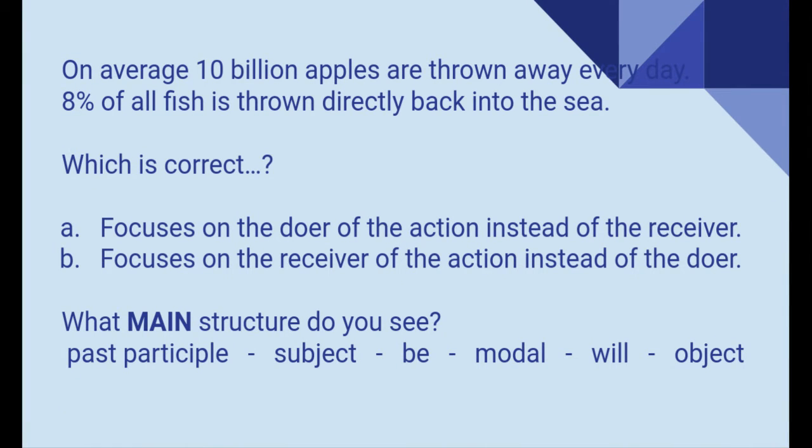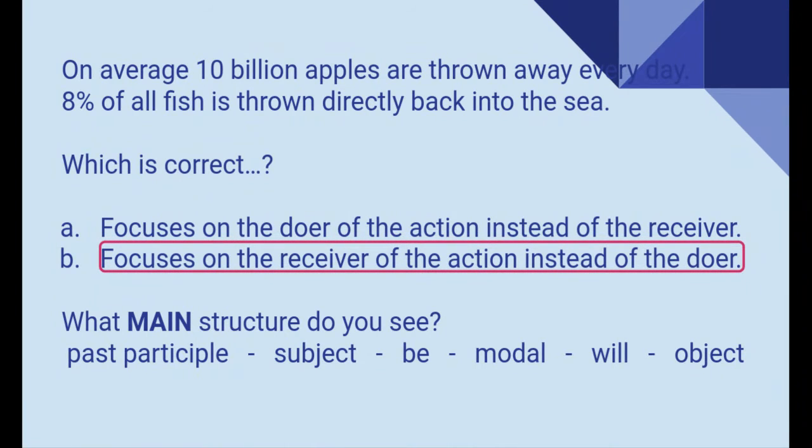Okay, guys, now let's check. So, these sentences are in passive voice and they focus on the receiver of the action and not on the doer of the action. Why? Because maybe we don't know it or it is not that important. But what we care about is the object or who receives this action, who is affected by this action. Now, the structure that we are going to use is object, verb to be, and past participle.